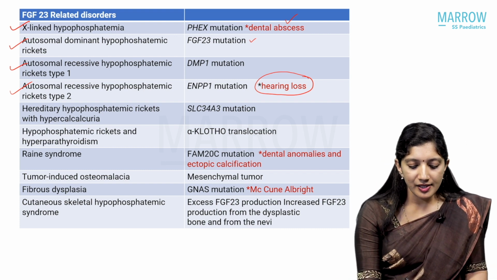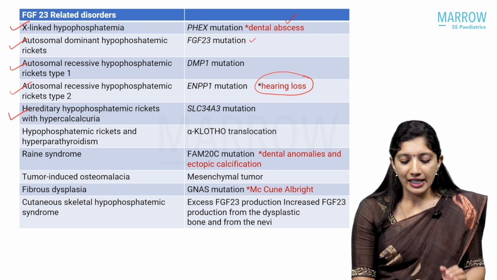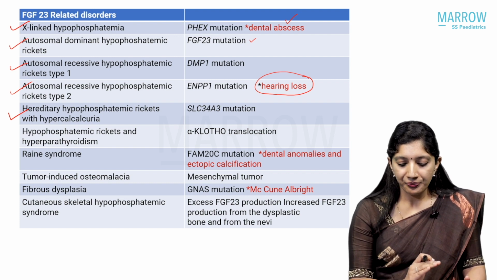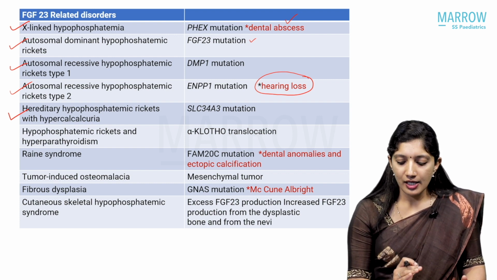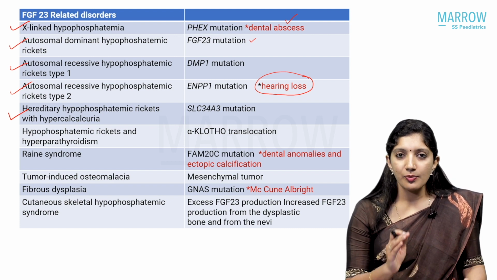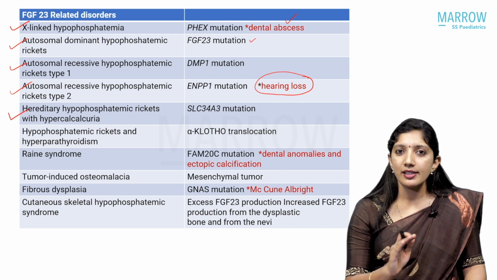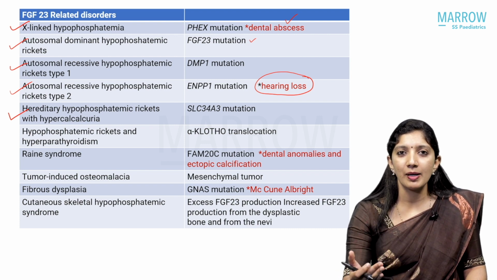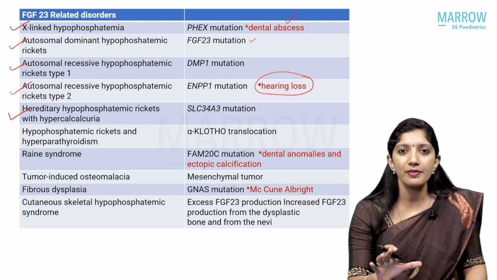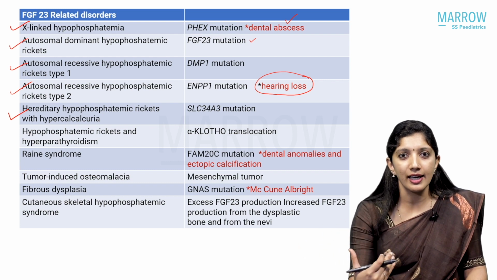And the next type is hereditary hypophosphatemic rickets with hypercalciuria. Here, there is no FGF23 excess, but this is a mutation of the sodium phosphate transporter at the kidney. Here, the sodium phosphate transporter at the kidney is defective, and so it is not translocated into the apical membrane for phosphorus reabsorption. So, a mutated transporter itself leads to phosphorus wastage. So, there is no FGF23 excess here.